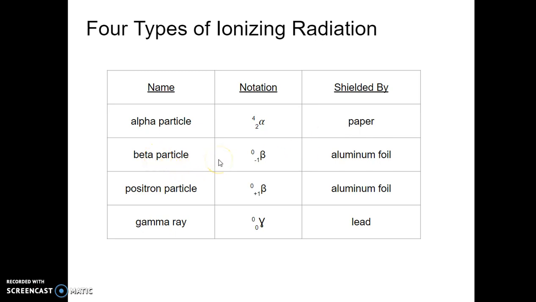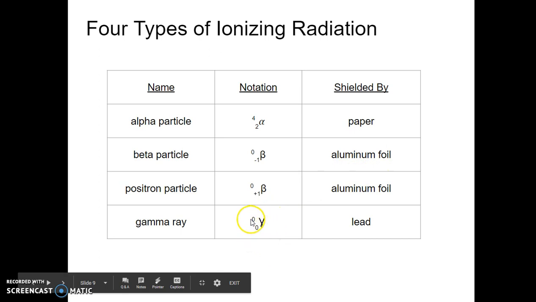Beta particles, on the other hand, are much smaller, but they're more dangerous. The symbol for them is beta, and we're going to talk about what they are and how they form. But beta particles are essentially a neutron decomposing into a proton and an electron. And then they can be stopped by aluminum foil.